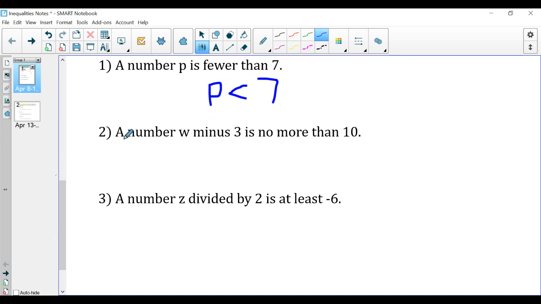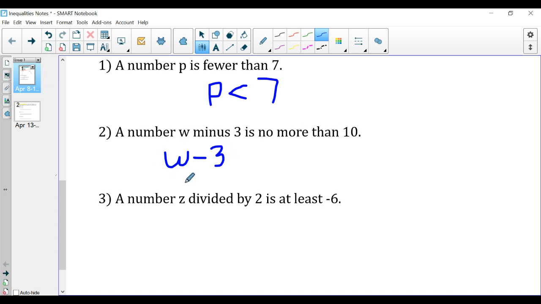Okay, pretty straightforward. Next one, a number w minus 3 is no more than 10. Okay, so let's tackle this first side here. So a number w minus 3. So w minus 3. Okay, so we're comparing it to 10. It is no more than. So if you think in your head, like think about if I told you you can have no more than 10 cookies. Okay, well, that means you can have 10 cookies, right? But can you have 11 cookies? No. Can you have 10 and a half cookies? No. But you can have 10. Can you have 9 cookies? Yes. 8 cookies? Yes. So it can be smaller than 10.